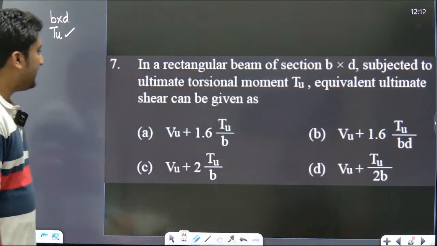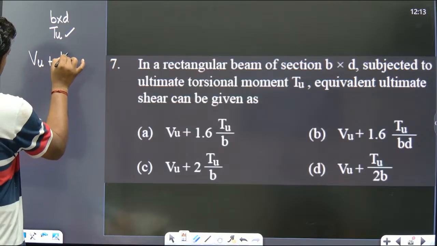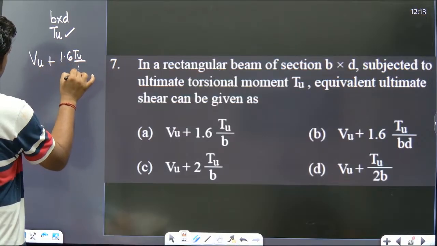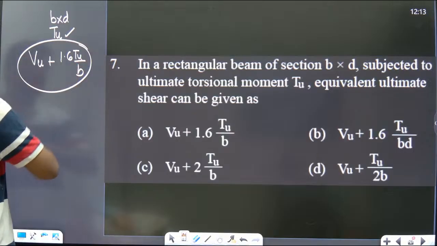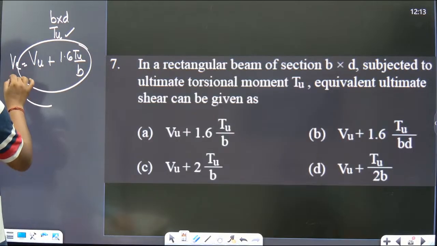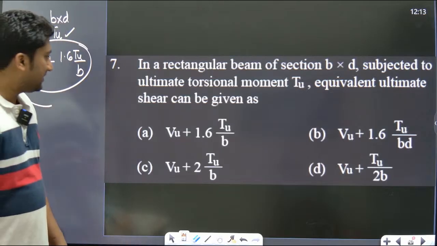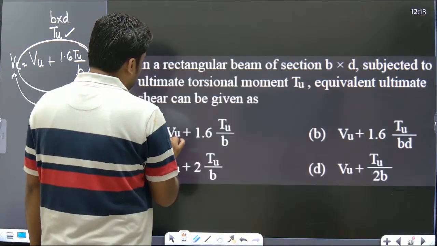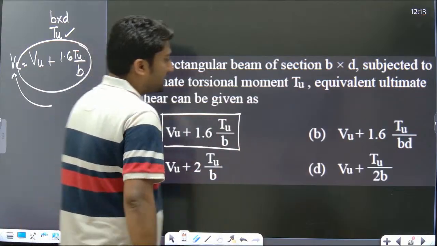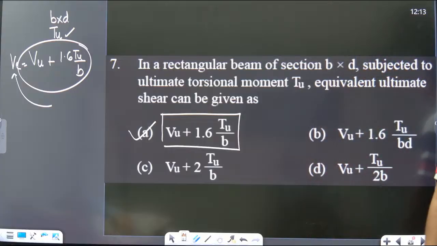So the equivalent ultimate shear can be given as the factored shear force plus 1.6 times the torsion divided by B. This is the equivalent shear force, V equivalent. We will give the reinforcement for this equivalent shear. So what will be the correct answer? The correct answer is VU plus 1.6 TU by B. This is the correct answer. Option A is the correct answer.